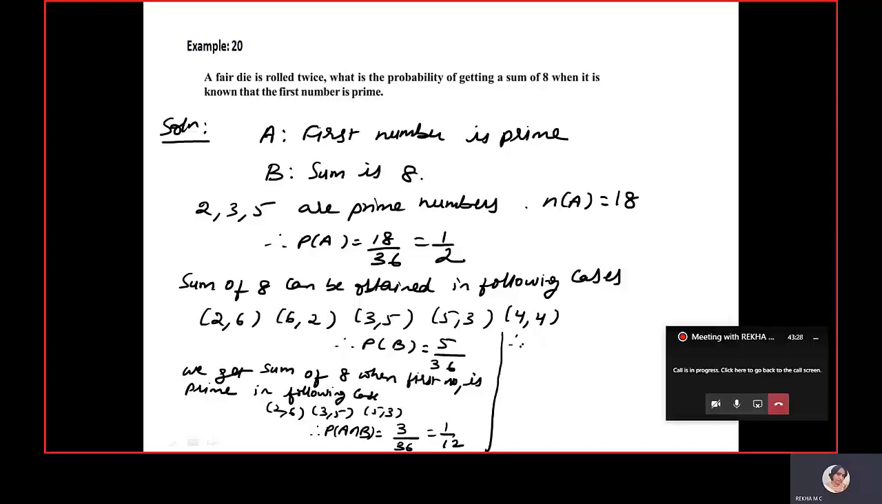So now we have to find out P of B when A is given. So you should find the probability of getting a sum of 8 when it is known that the first number is prime. So that is equal to P of A intersection B divided by P of A. So that is equal to 1 by 12 divided by 1 by 2. So that is equal to 1 by 6.